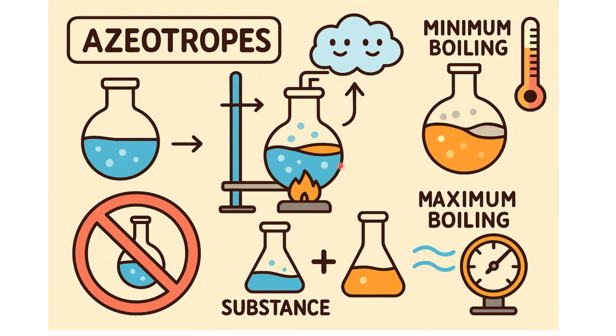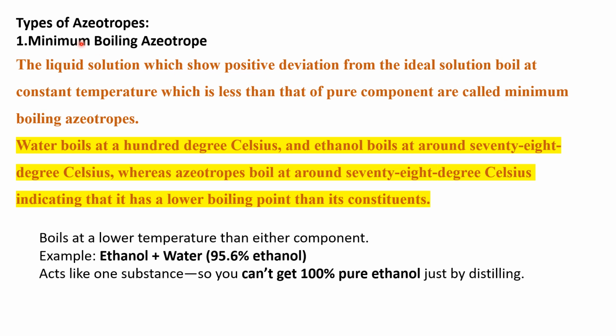And azeotropes are divided into two types, that is minimum boiling azeotropes and maximum boiling azeotropes. First type, minimum boiling azeotrope: the liquid which shows positive deviation from an ideal solution and boils at a constant temperature which is less than the pure components is called a minimum boiling azeotrope.